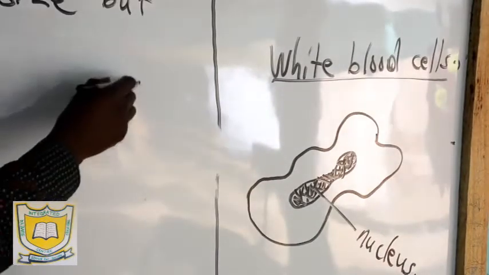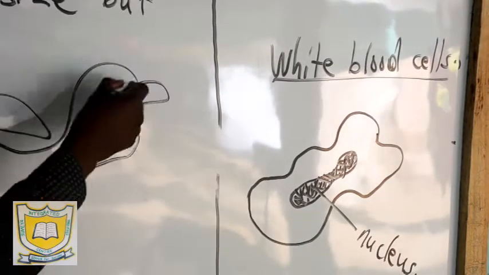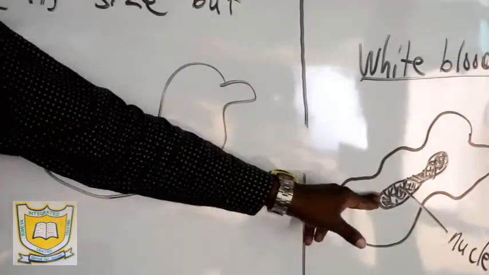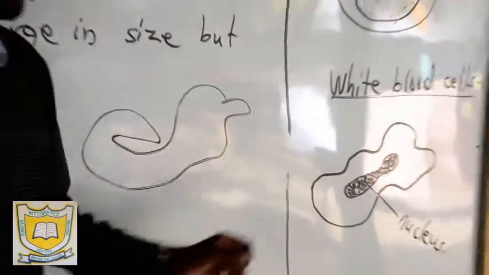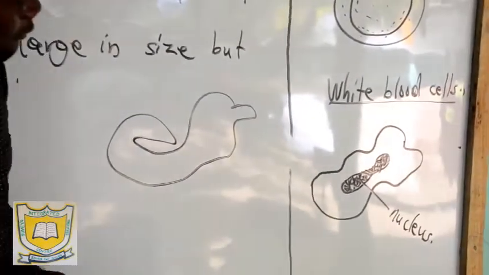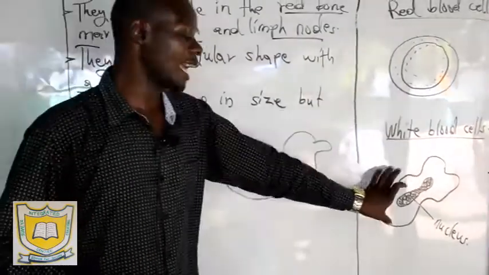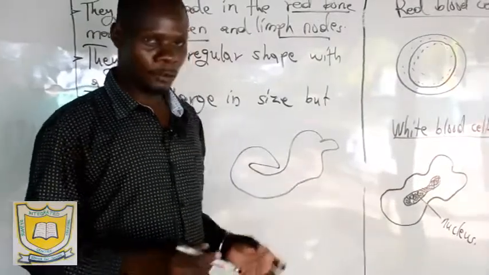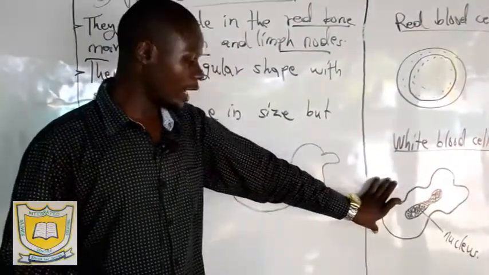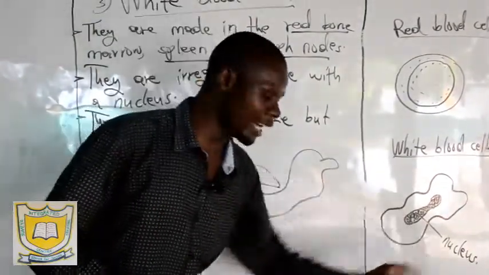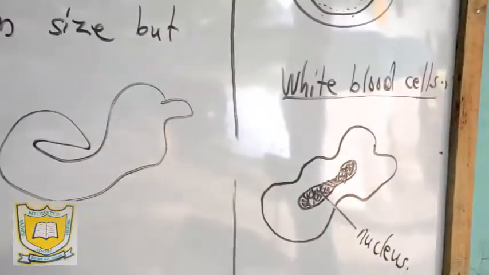You can draw it in any way. That one can be a white blood cell. So it is irregular in shape, but it is having a nucleus. That is the difference. It is large in size, they are very few in number, it is irregular, and it is having a nucleus as compared to the other one.